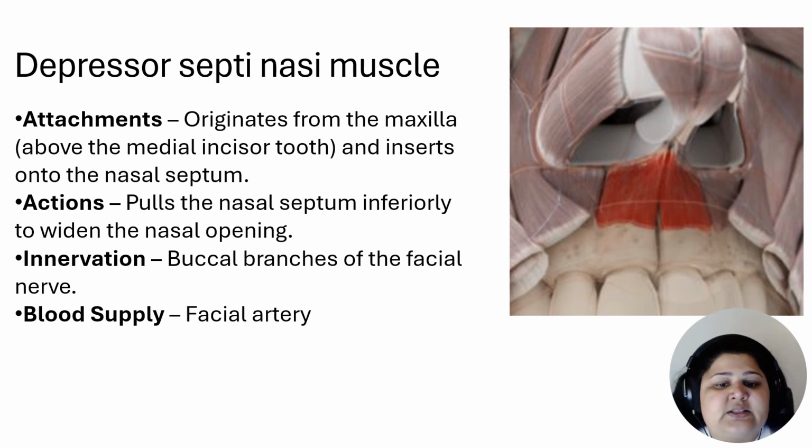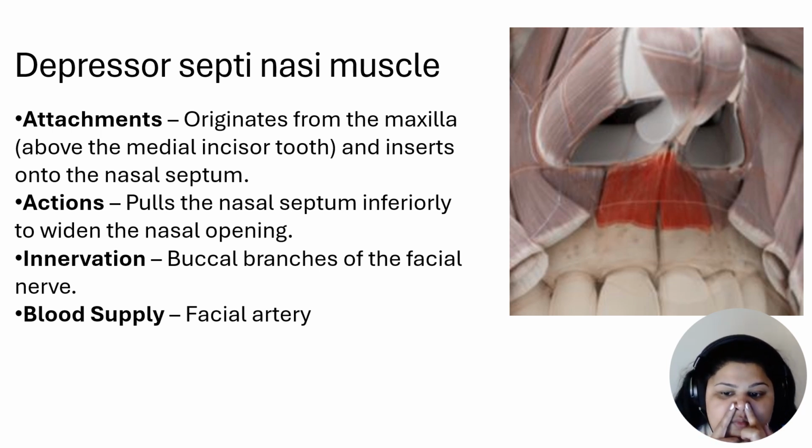Depressor septi nasi muscle. Okay, so this is more like those little mustaches that I believe Charlie Chaplin had. So you can remember it by that. Depressor septi nasi muscle attachments: originates from the maxilla above the medial incisor tooth and inserts onto the nasal septum. It pulls the nasal septum inferiorly to widen the nasal opening.